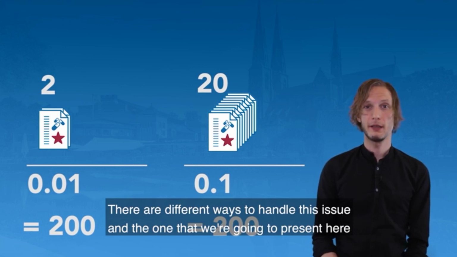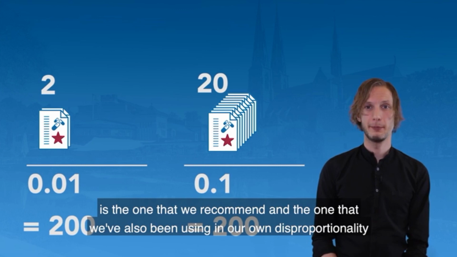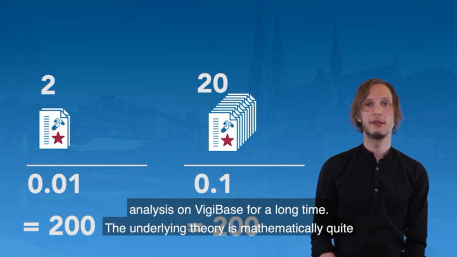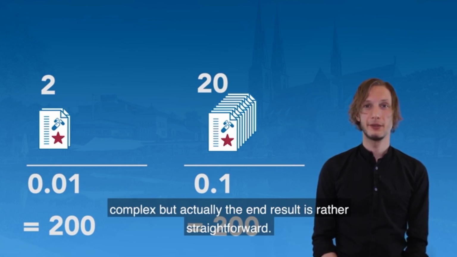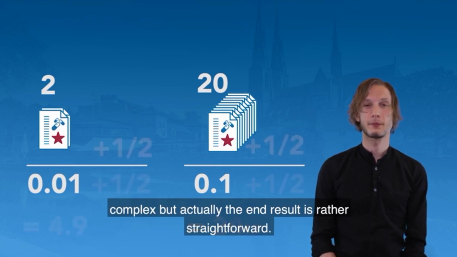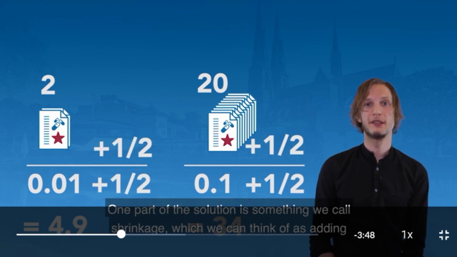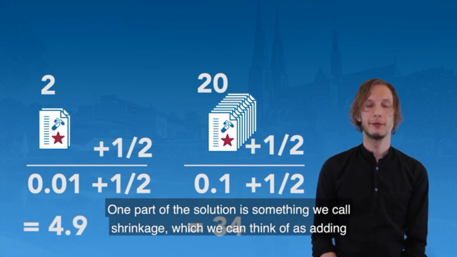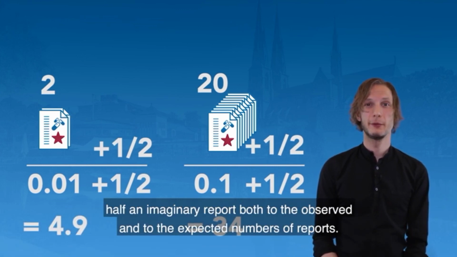There are different ways to handle this issue, and the one that I'm going to present here is the one that we recommend, and the one that we've also been using in our own disproportionality analysis on Vigibase for a long time. The underlying theory is mathematically quite complex, but actually the end result is rather straightforward. One part of the solution is something we call shrinkage, which we can think of as adding half an imaginary report both to the observed and to the expected numbers of reports.